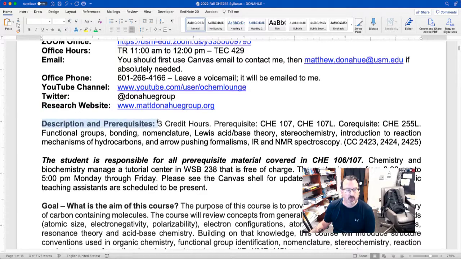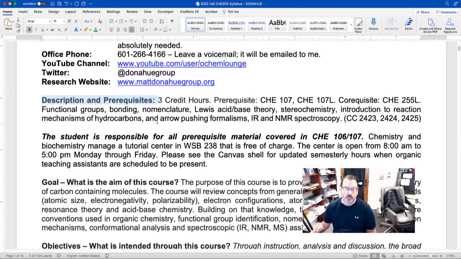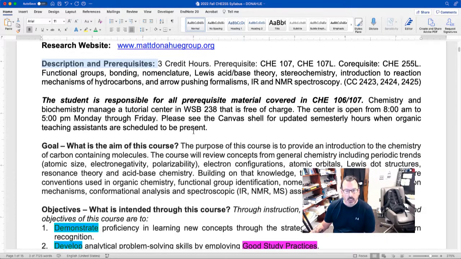So the prereqs for this course, you need to have been through Gen Chem 1 and 2. At USM, those are 106 and 107 with their associated labs. There's a co-requisite for this course, the 255 lab as well. So you're responsible for knowing all the material in Gen Chem 1 and 2. If you need to brush up on some things, there's a tutorial center in Walker Science, room 238. That's open Monday through Friday from 8 a.m. to 5 p.m., staffed by graduate teaching assistants who are there to help you learn the material.